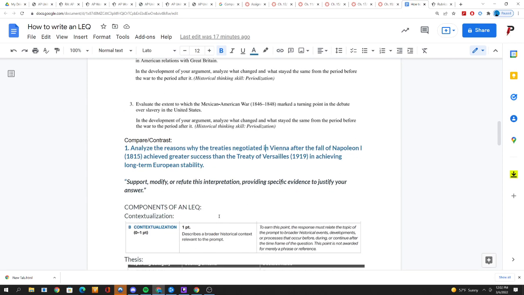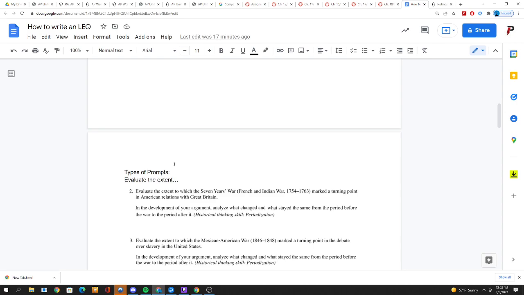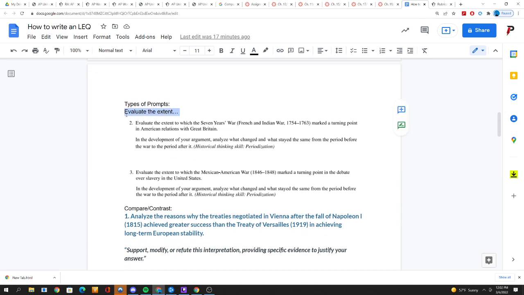And when you typically see these prompts, you don't want to do it, by the way. They grade much more harshly on these because students typically do worse. So always try to stick to questions about the extent. Always try to stick to questions where they ask you to what degree, because you have a lot of leeway.